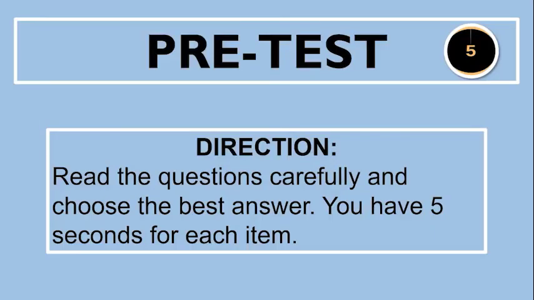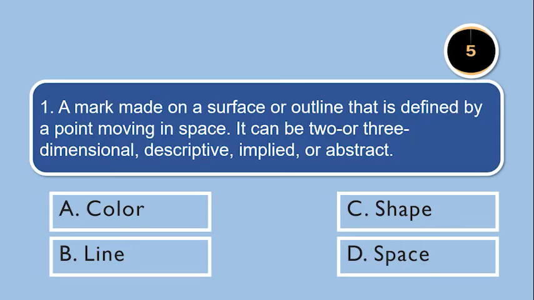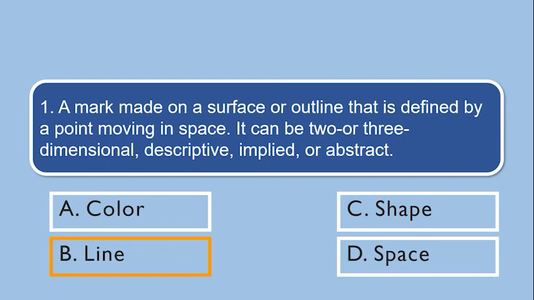You need to read the question carefully and choose the best answer. You have 5 seconds for each item. Let's begin. Number 1. A mark made on a surface or outline that is defined by a point moving in space. It can be 2 or 3-dimensional, descriptive, implied, or abstract. Is it color, line, shape, or space? You have 5 seconds. Time is up and your answer is? That's line. Very good. Are you ready with the next item?